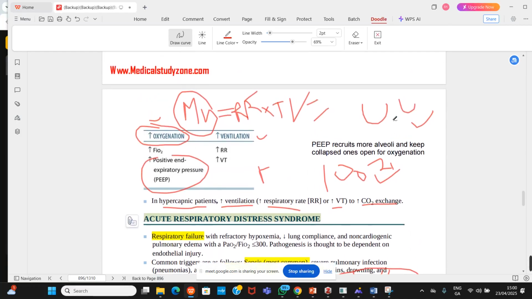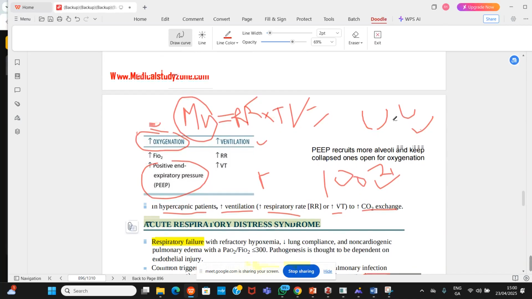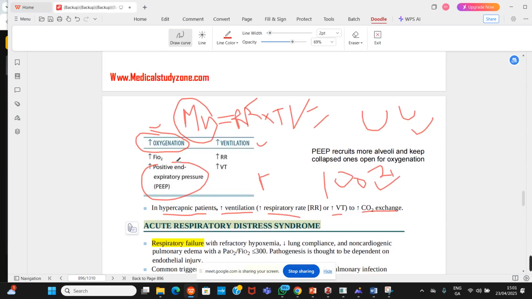Okay, somebody wants to ask a question. So what I want to understand is, for ventilation, you relate it to the CO2? Yes. Okay.